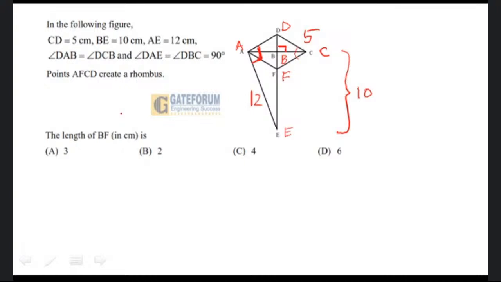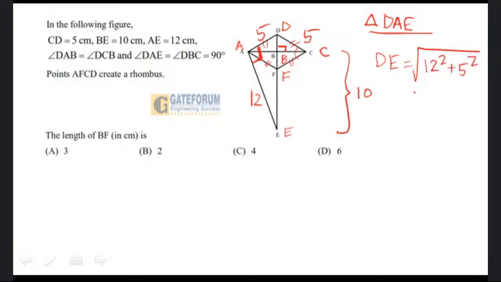Okay, how do we do this? Let us take triangle DAE. In triangle DAE, this is a right angle triangle because angle DAE is 90 degrees. We know that AE is 12, and we also know that DC is equal to 5, and in a rhombus all the lengths are equal, so this is also equal to 5. So we can say that DE will be root over of 12 square plus 5 square. That is 144 plus 25, that is 169, which is 13. So we know that DE is 13.